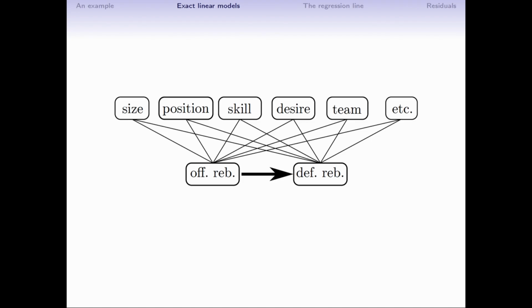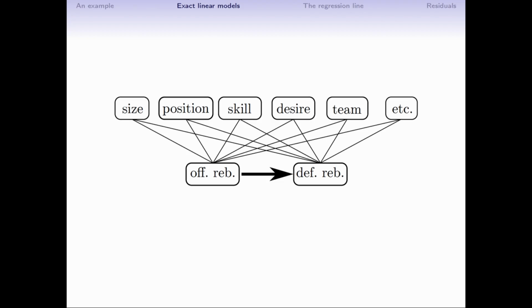Now, you can start imagining all the other factors that are going to impinge on both the offensive rebounds and the defensive rebounds. And some of these factors don't impinge on these variables in exactly the same way. And so you're going to start to see some inexactness. You're going to see that the number of offensive rebounds will not perfectly predict the number of defensive rebounds. It's a very fuzzy problem. Yet, these two are, in some sense, related to each other. So there is the possibility, at least, to construct a model that allows us to predict the number of defensive rebounds from the number of offensive rebounds, at least with some accuracy.